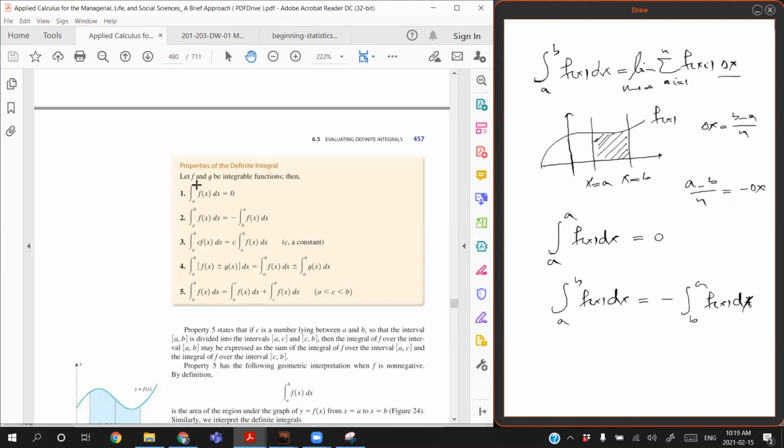So that's the reason this property happens. If you just swap the two bounds, a and b, then delta x becomes minus delta x. So the new integral is going to be minus the old one. So for example, the integral from 2 to 3 of, let's say, x squared dx would be minus the integral from 3 to 2 of x squared dx. So algebraically, it's simply because of this. Any questions so far?